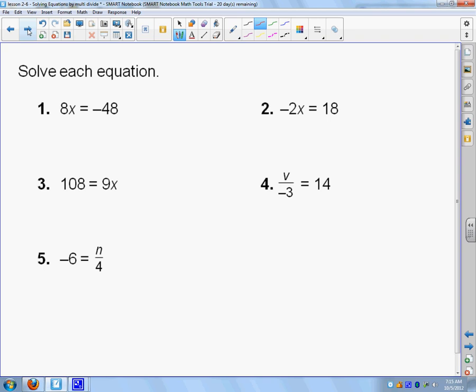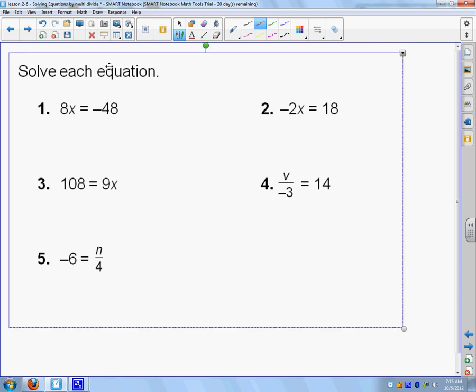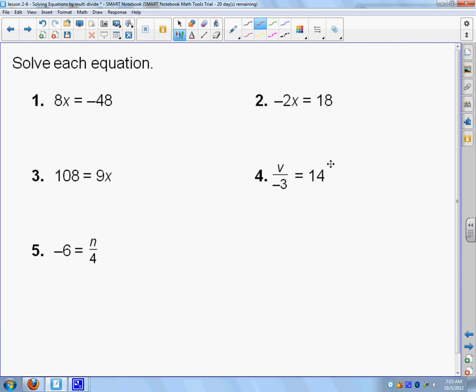All right, now try these 5 equations on your own, and if you get them all correct, then you're doing it properly, and we can come back and go over them in class. So try these 5 and then I'll go over them.